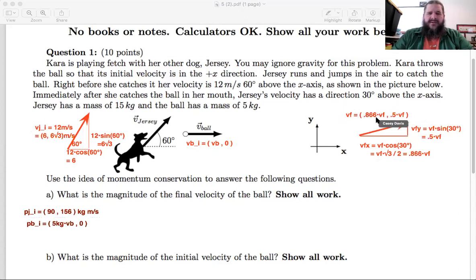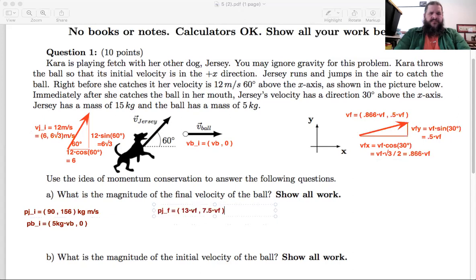And then we can turn that into momentums by multiplying by each one of these specifically. 15 times those components will be the dog's final momentum, and 5 times these components will be the ball's final momentum. So let's write those out as well. We can say the final momentum of the dog will be 15 times each of those. So 15 times 0.866 v final is pretty close to 13, 12.99. I'll round that off to 13 v final. And then 0.5 times 15 would just be 7.5 v final.